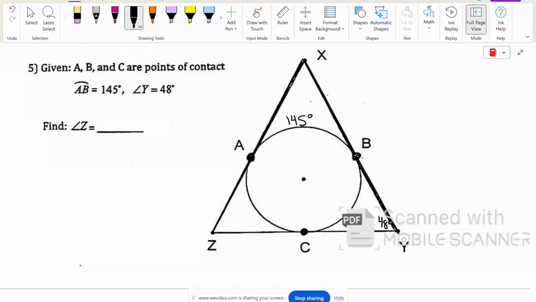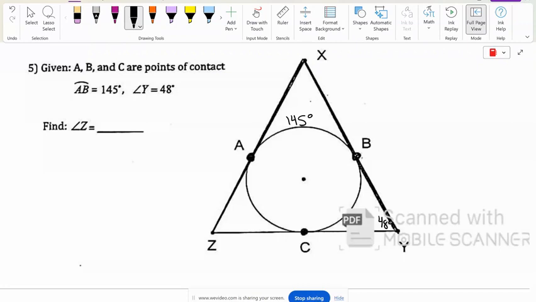The problem is, do I have this arc? No. I know a full circle is 360 degrees, and I know arc AB is 145. But do I have the other arcs to be able to figure this one out? No. So there's no direct way of finding this right off the bat. We're going to have to work outside the box a little bit. We said we know a full circle is 360 degrees. I already have arc AB. Let's see if we can find arc BC.